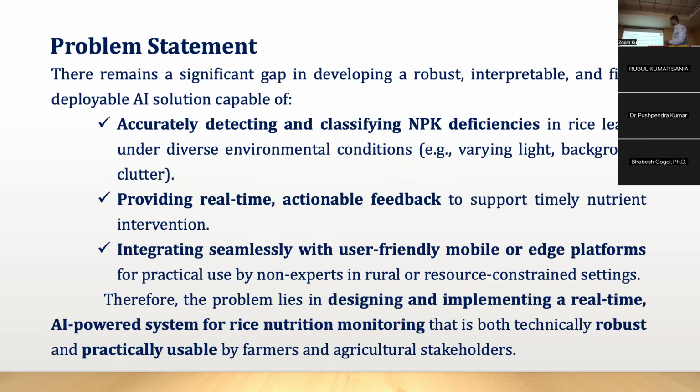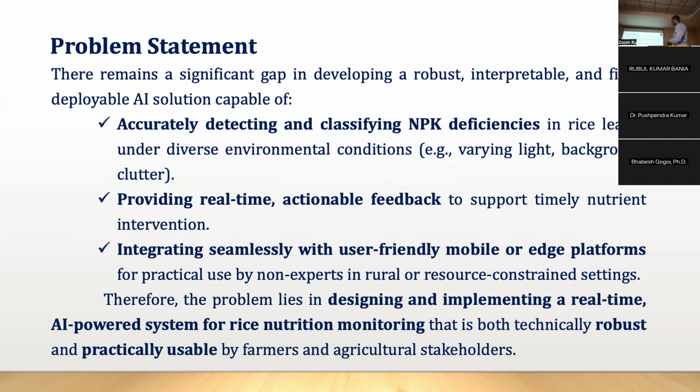We want to develop a system which will provide instant solutions and instant advice to the farmer, so that when they upload their images, they learn what amount of nitrogen, phosphorus, or potassium, or the relevant fertilizers, are to be applied according to their field condition. It should integrate seamlessly with user-friendly mobile or edge platforms for practical use by non-experts in rural and resource-constrained settings.